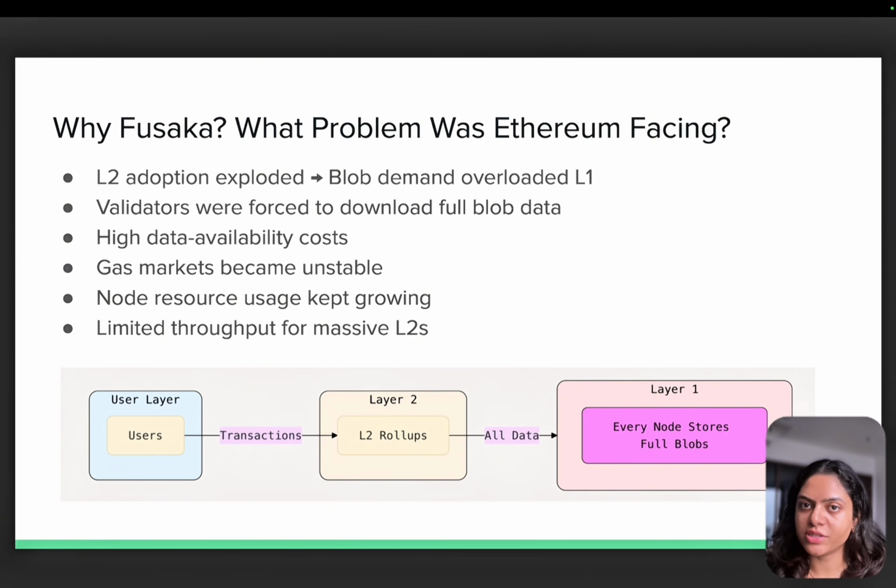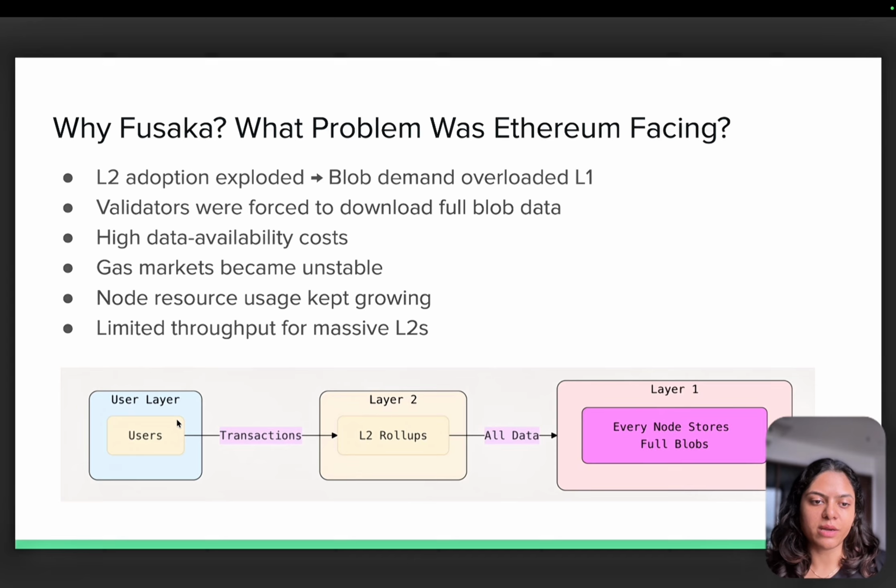So we had a strange situation. Layer 2s were scaling, but Ethereum layer 1 wasn't scaling with them. Blob fees became unstable, the DA markets broke down, and Ethereum's ability to act as a reliable settlement layer 1 was being stressed. So Fusaka comes in to solve the foundational bottleneck. Before Fusaka, the gas markets became unstable, node resource usage kept growing, and throughput was limited for the massive L2s.